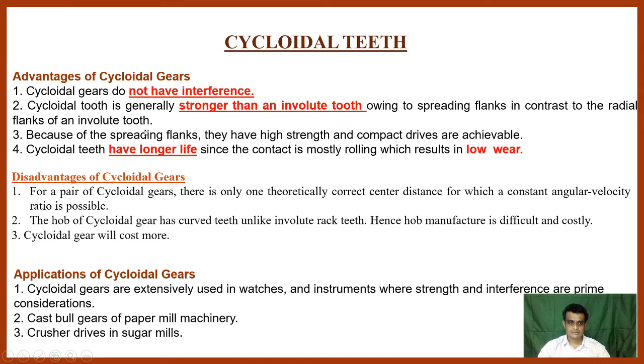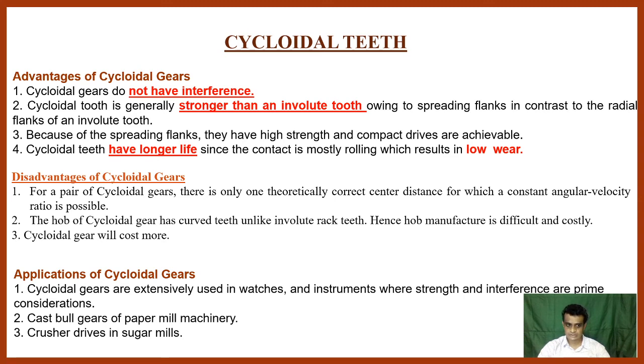Cycloid gear teeth do not have interference. What is meant by interference, we'll discuss in the next part of this course. But this is very important: there is no interference in the cycloid gear tooth profile. Again, cycloid teeth are very strong as compared to the involute gear tooth profiles. Next, because of spreading flank, they have high strength, and compact drives are achievable with the help of the cycloid gear tooth profile. Cycloid teeth have longer life and low wear as compared to the involute gear tooth profile.